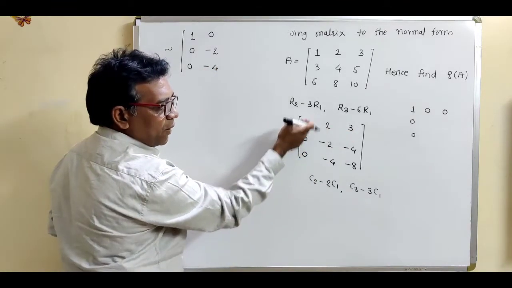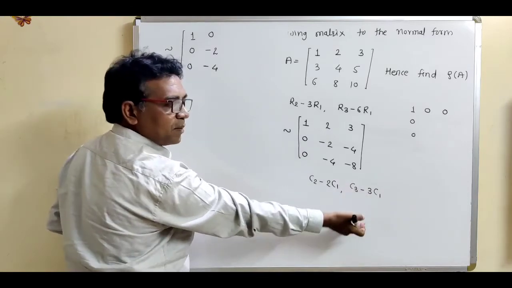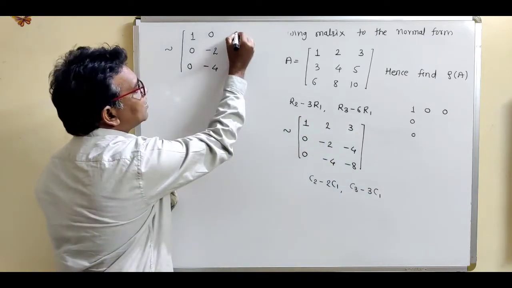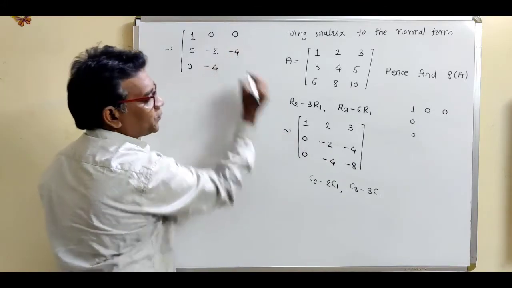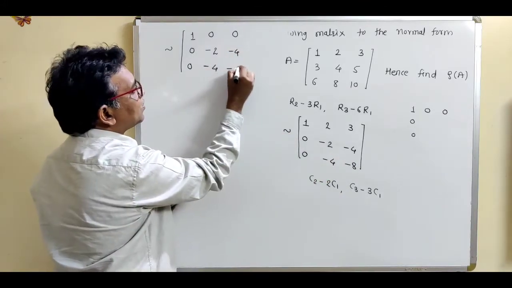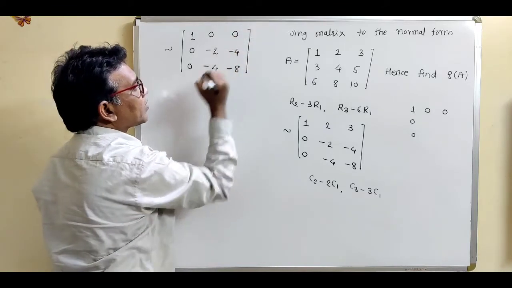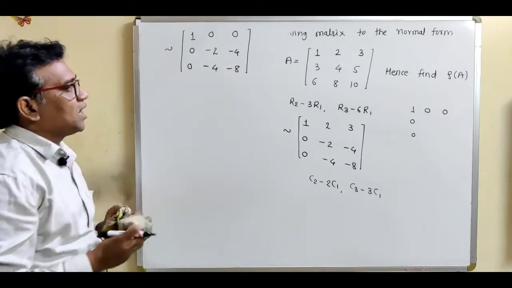3 minus 3, multiply first column by 3 and just take the subtraction. 3 minus 3, this is 0. Minus 4 minus 0, so this is minus 4. Minus 8 minus 0, so this is minus 8. So we get this new transformed matrix.